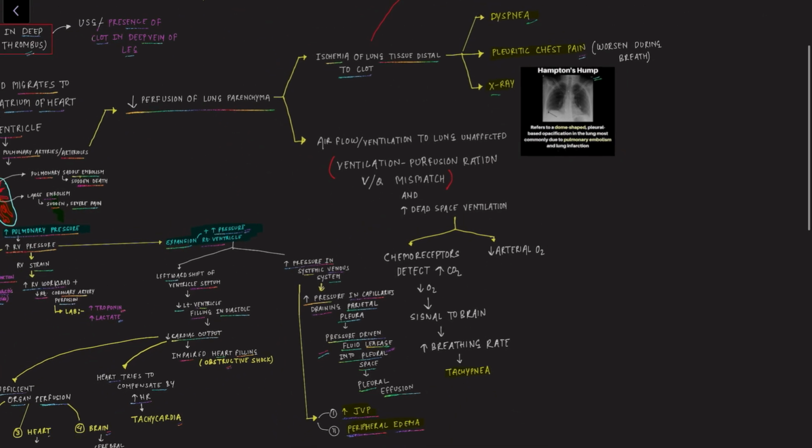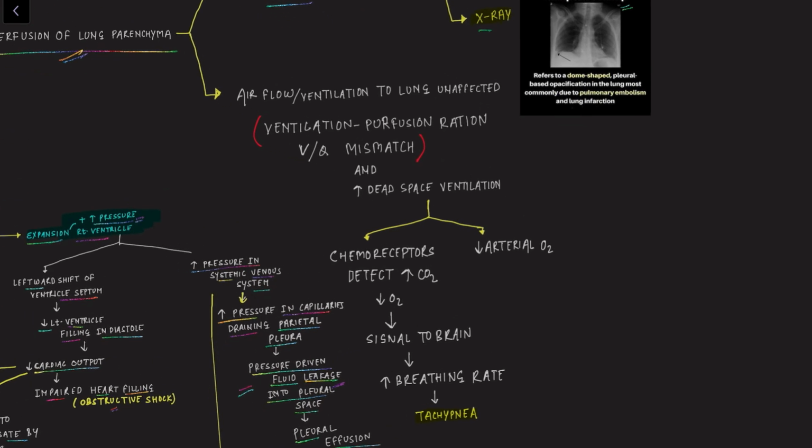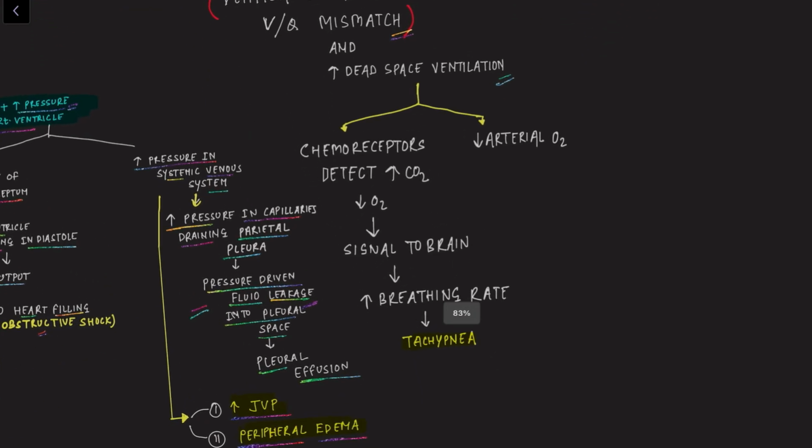Due to decreased perfusion to the lung parenchyma, while airflow and ventilation to the lung are unaffected, the ventilation and perfusion ratio is mismatched, increasing dead space ventilation. Chemoreceptors detect increased CO2 and decreased O2 and signal the brain to increase the breathing rate. The finding is tachypnea.